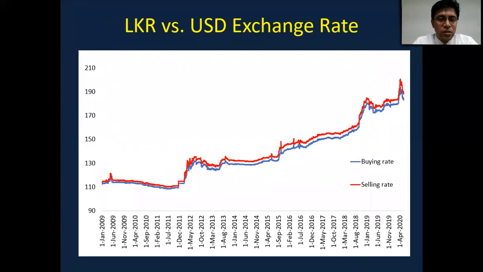This graph shows the USD LKR graph since 2010, and you will notice that our rupee has been continuously depreciating against the dollar.